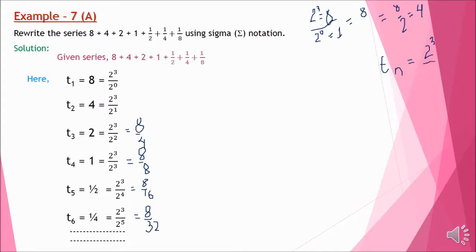Another fixed part is 2. See, in the denominator, the base is 2, isn't it? 2 is the base, and the powers are changing. The only movable, changeable part is the index part, the power part of the denominator. So the base part of the denominator is also fixed. The power part is movable, so it will be represented by n. Now, not simply by n. Now let's see the relation between n and the power. When n is 1, the power is 0. When n is 2, the power is 1.